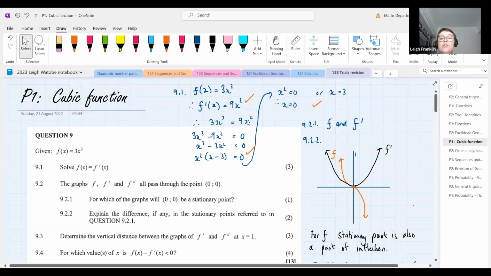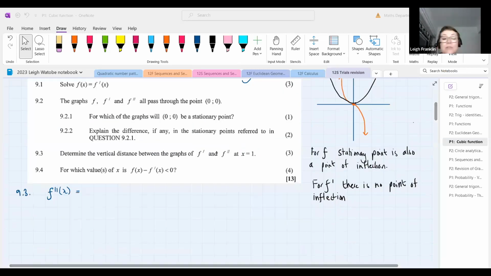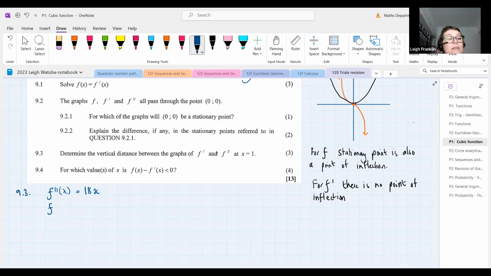So what's the equation of the second derivative? That's it. f double prime x equals 18x. Good. Brilliant. Okay, so it's equal to 18x. Now what we can do is sub in our 1. So that would give us 18 times 1, so we would end up with 18.